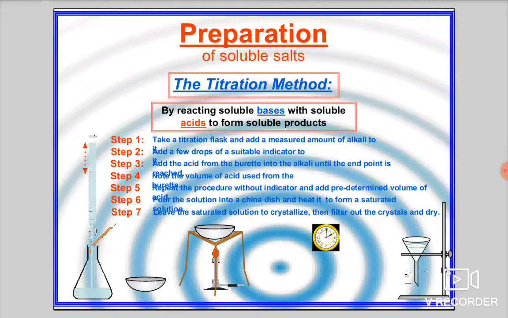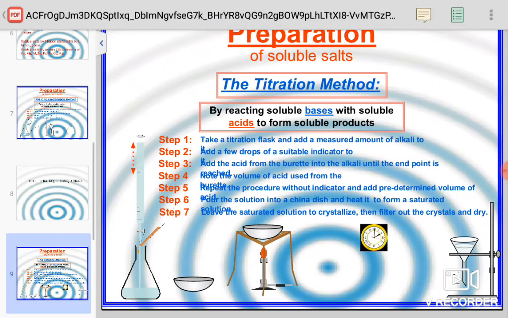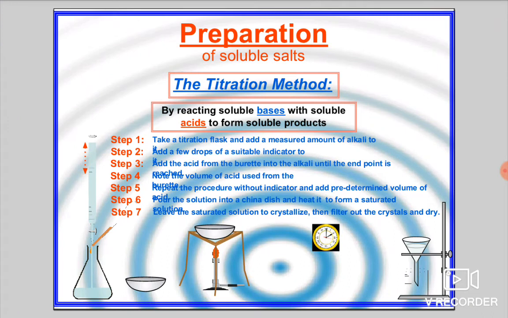So first we need to know what the endpoint is. Endpoint is the point where the color of the solution which we got previously by using the indicator changes. When the color of the solution changes from the color of the indicator to any other color, we come to know that the endpoint is reached. Then repeat the procedure without indicator and add a predetermined volume of acid.